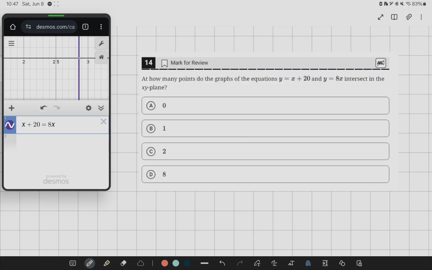2.857. So that would be the x value that they intersect at, and we can see, since there's only one, that B will be the correct answer here.